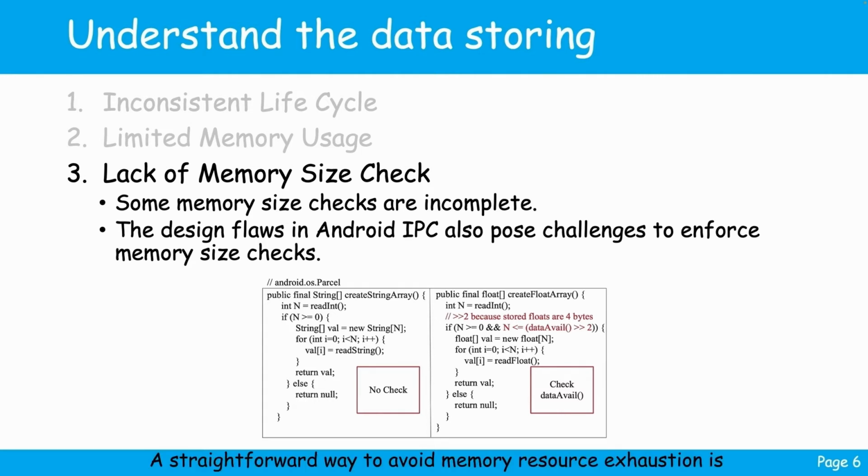Lastly, is the lack of memory size check. A straightforward way to avoid memory resource exhaustion is checking the size of available memory before storing client data, but we found that some memory size checks are incomplete. Furthermore, the design flaws in Android IPC also pose challenges to enforce memory size checks.